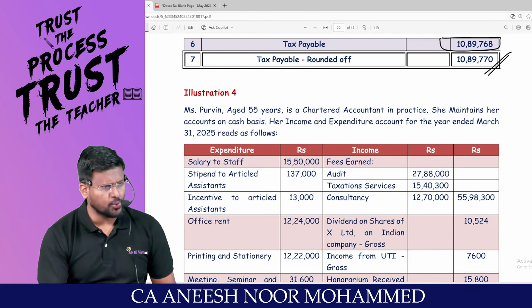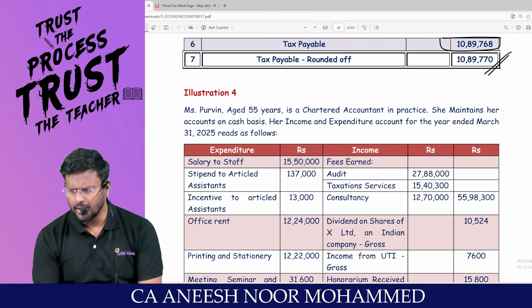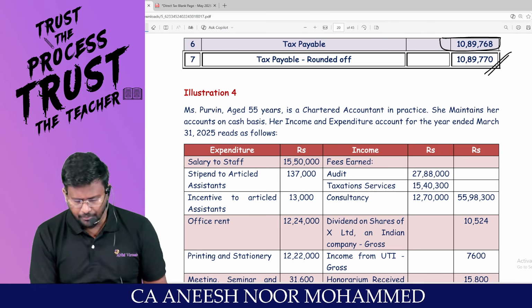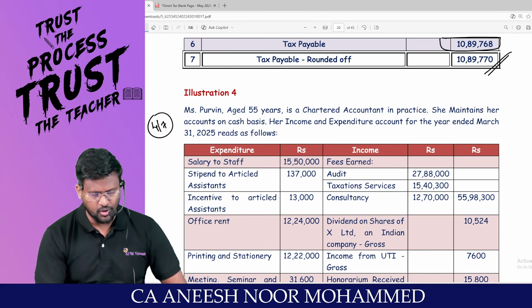We have done 3 different questions actually. Question number 1 is from P&L. Question number 2 is from receipts and payments account. Question number 3 is from. So I'm going to do a 4th question out of 7 questions.